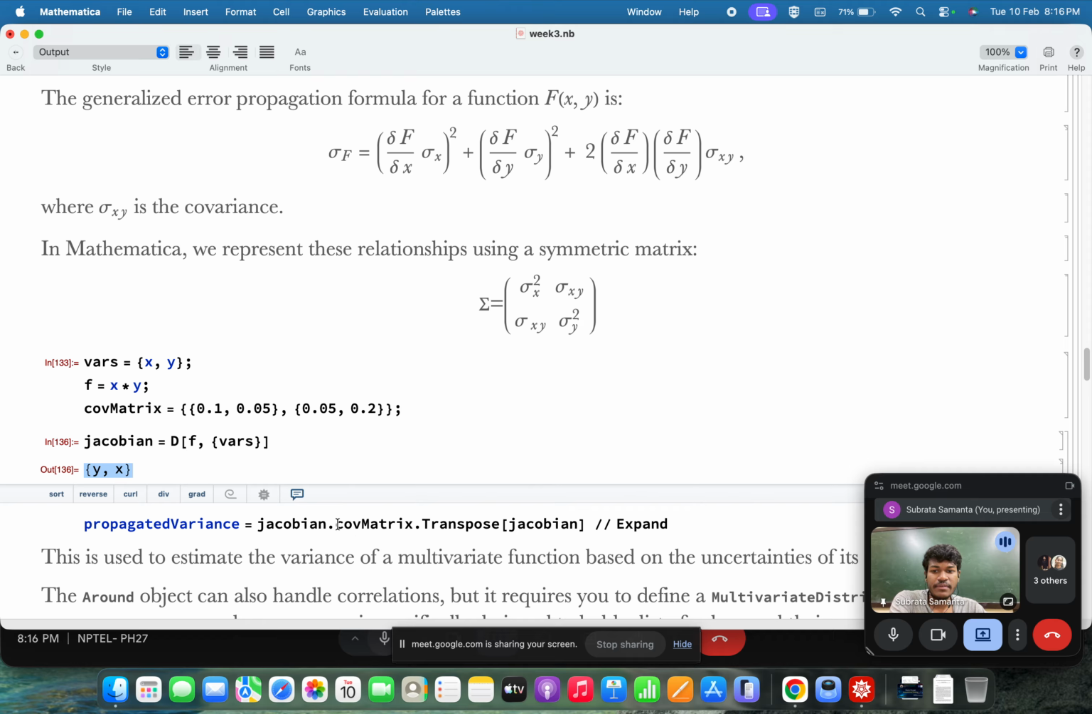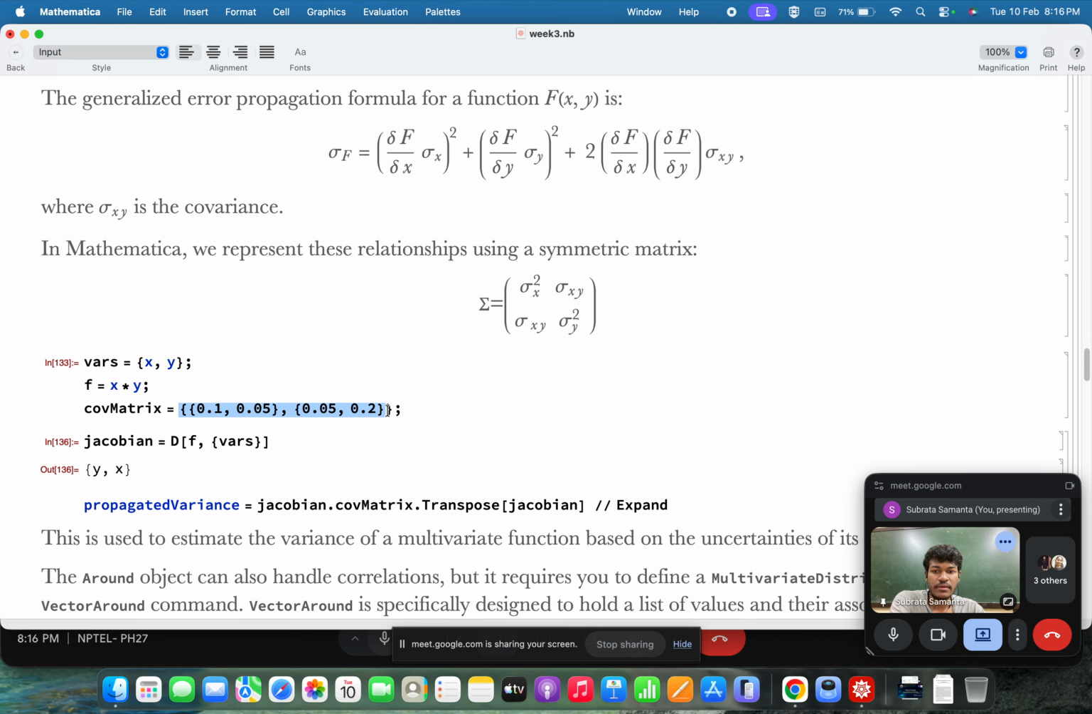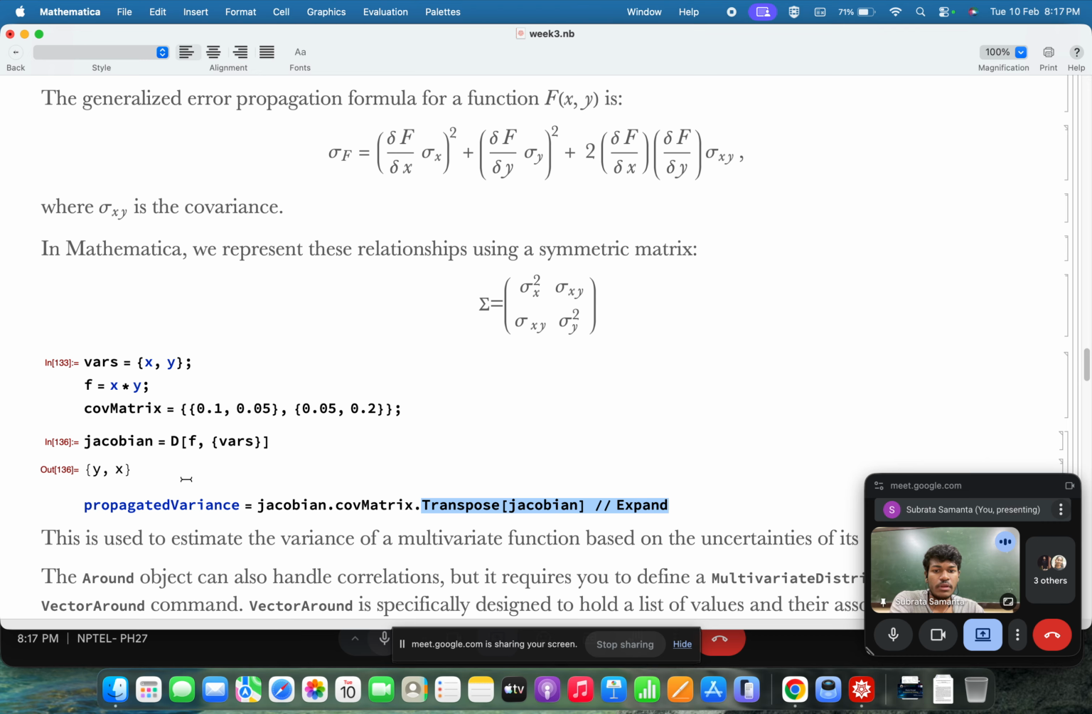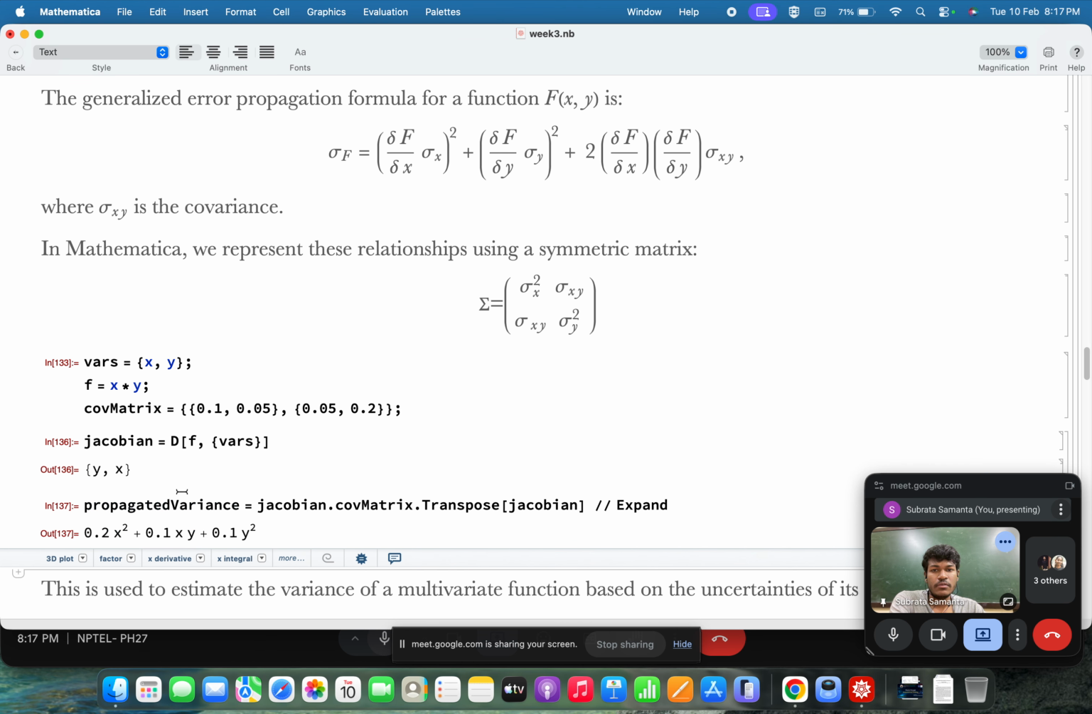and times the covariance matrix. So, this is your covariance matrix times the transpose of this. So, then this is a column matrix. Okay. This transpose of this, this is a column matrix. So, if you multiply this, you see. So, this is basically this. Okay. So, you are 0.2 x square.